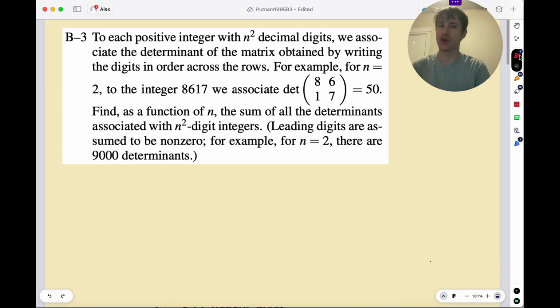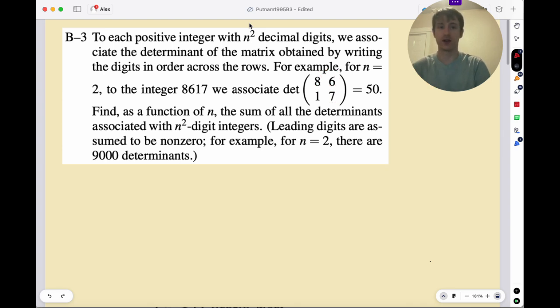This is problem B3, and it says the following: to each positive integer with n squared decimal digits, we associate the determinant of the matrix obtained by writing the digits in order, left to right and top to bottom. For example, for n equals 2, for the digits 8617, we're going to write the 8 here, the 6 here, and then the 1 here, and then the 7 here, and calculate the determinant to be 50.